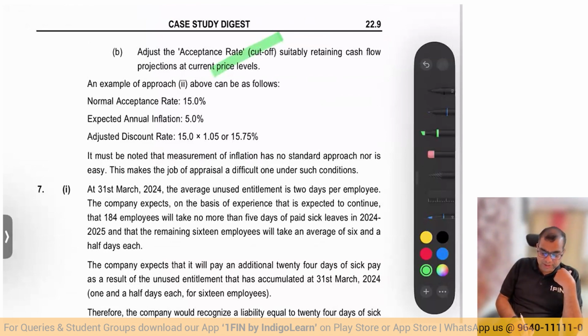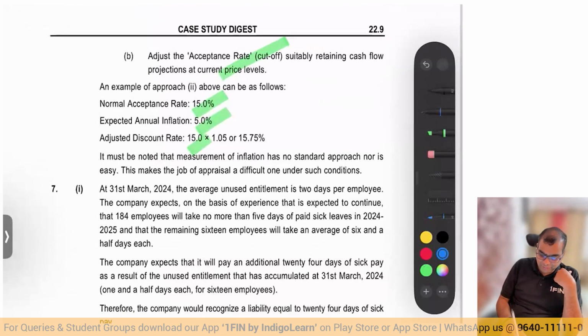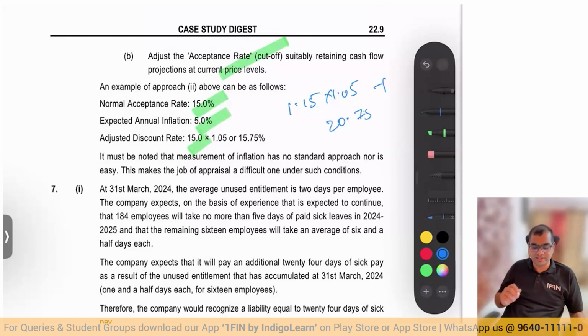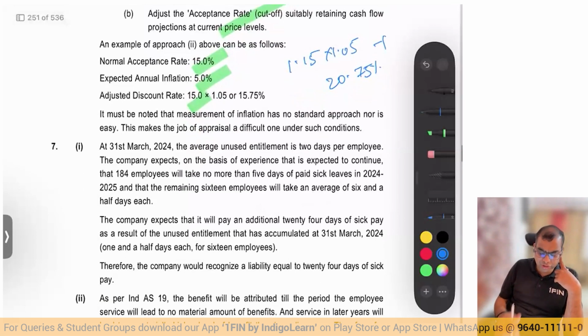For example, the normal rate is 15%, inflation is 5%. Simply adding is incorrect. It should be 1.15 into 1.05 minus 1. ICAI has made blunders as usual. 1.15 into 1.05 minus 1 will be 20.75%. That should be the rate. It is not just simply 15% into 1.05. That is wrong. Okay, so ignore this answer, what they've given in the material. What I'm saying is right. 20.75%. This is how it has to be done.